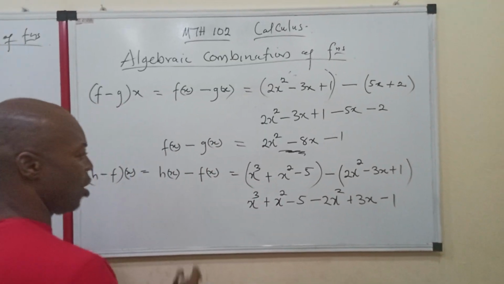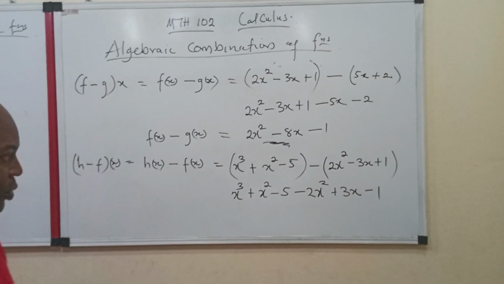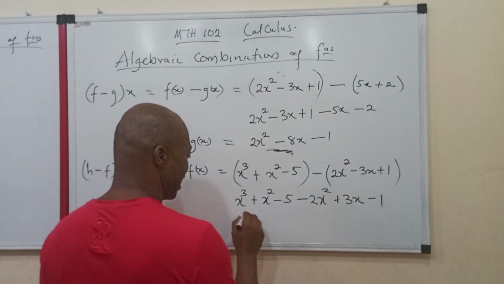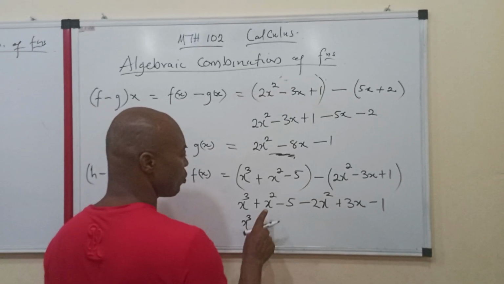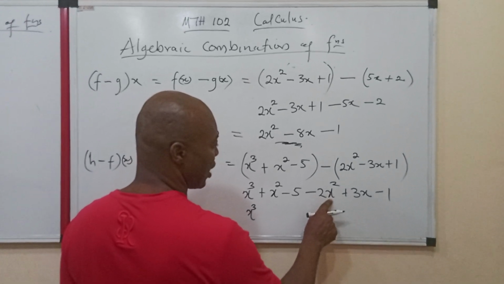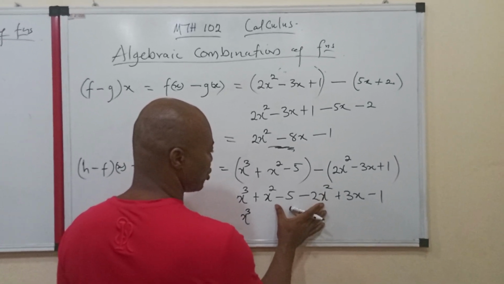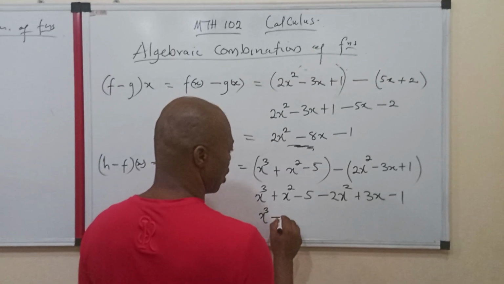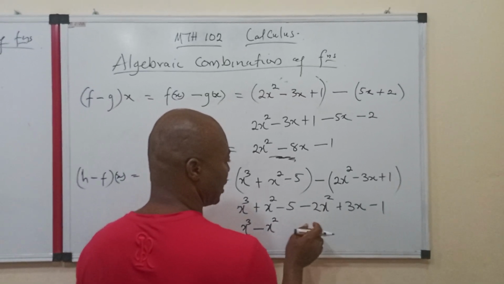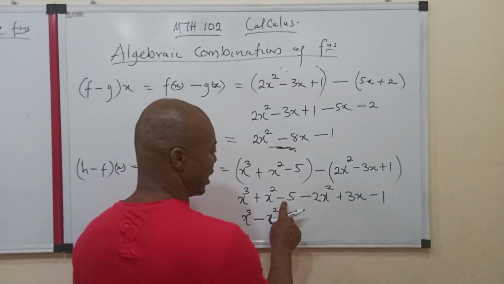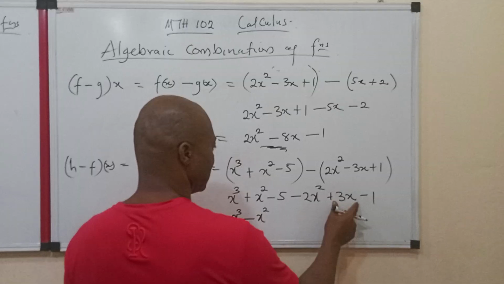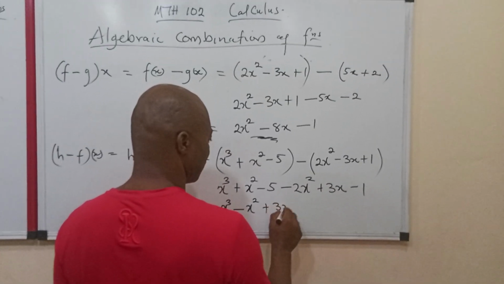That's what we have. Now all that we need to do is to collect like terms. Ranging from the highest power, we have x raised to the power 3. We have x raised to the power 2 here, 1. Then we have negative 2x raised to the power 2. So if you combine these two, we are going to have minus x raised to the power 2. Then the other one is the x term. Here there is no x, but here there is an x term. So if you bring this one in, we are going to have just plus 3x.